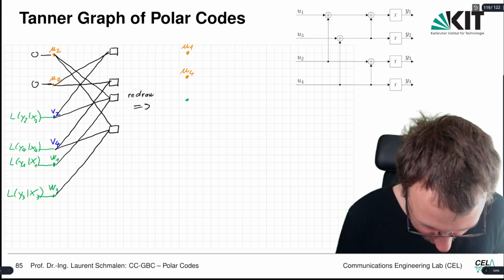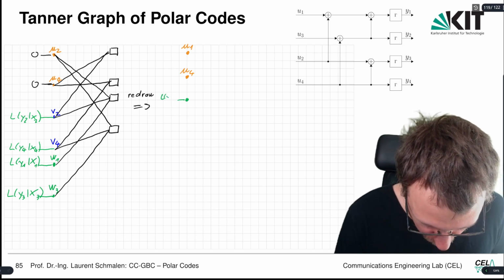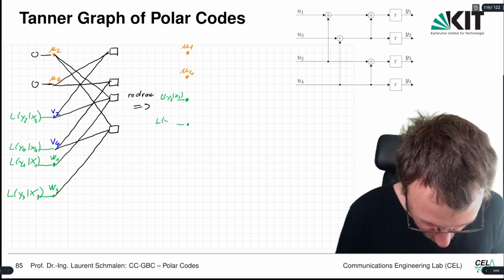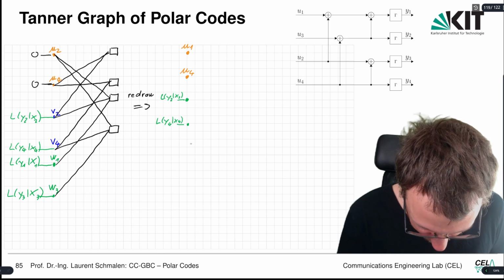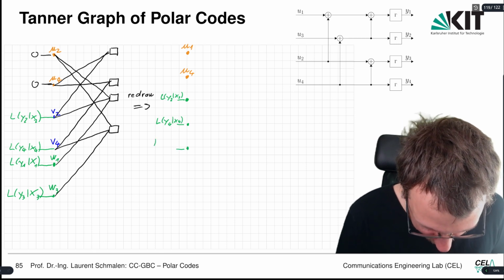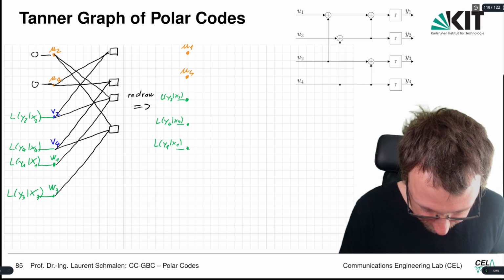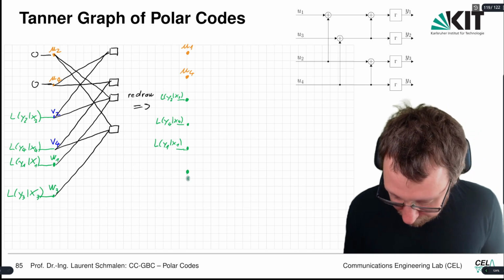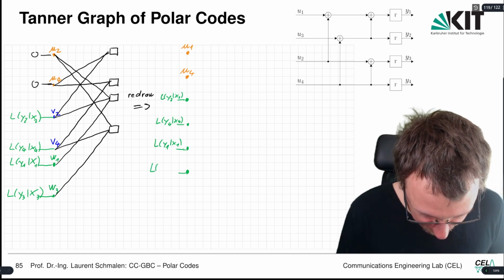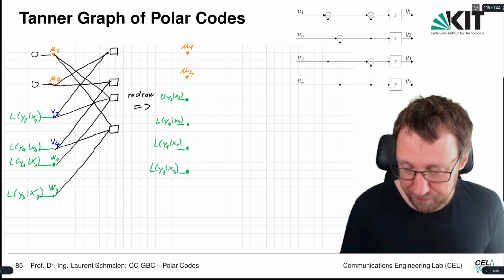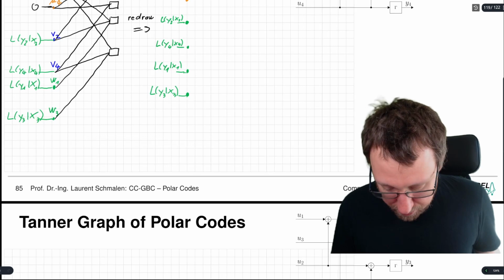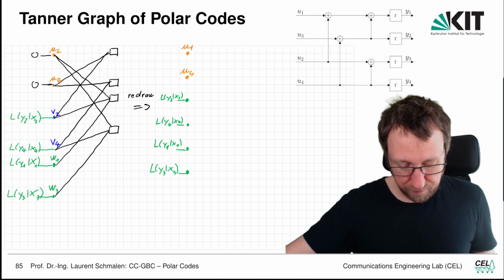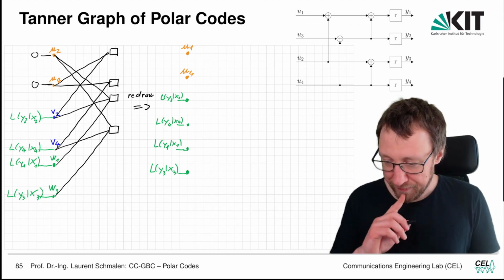So we have L of Y2 given X2. We have L of Y4 given X4. We have L of Y1 given X1. And we have L of Y3 given X3. And then we can draw the connections.